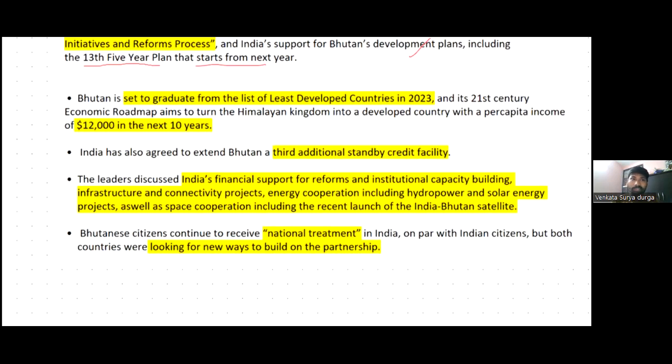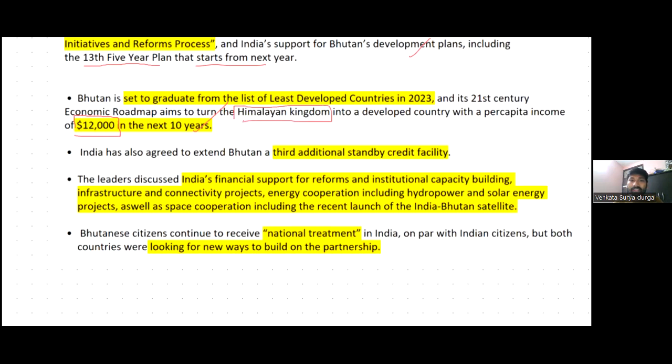Bhutan has a 21st century economic roadmap, and this roadmap aims to turn the Himalayan kingdom into a developed country with a per capita income of around $12,000 in the next 10 years. Since it lies in the eastern Himalayas, it is known as the Himalayan Kingdom.